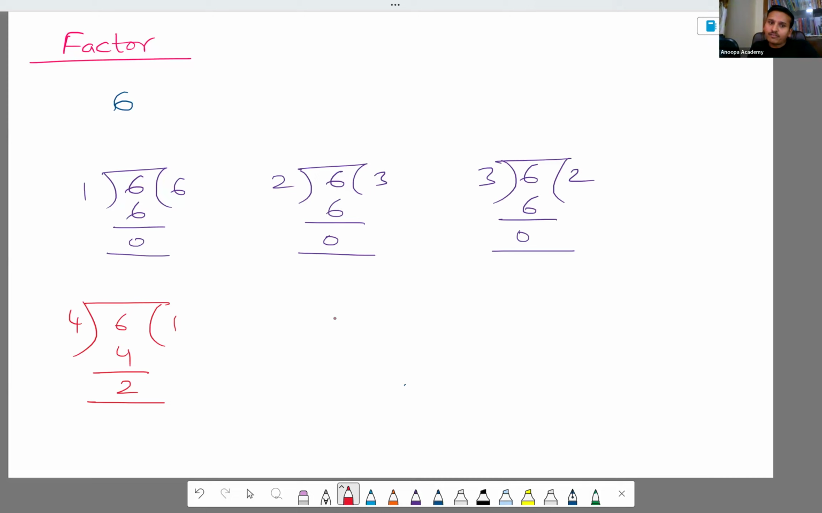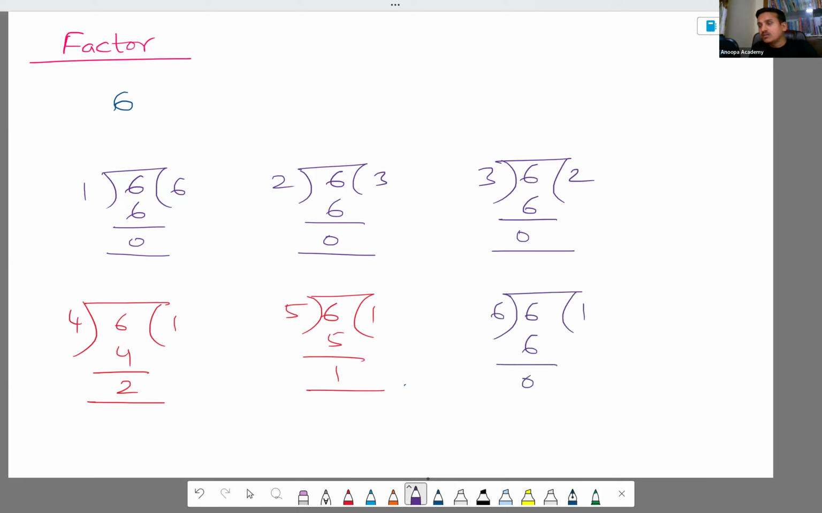What about 5? With 5 also, you cannot divide. 5 ones are 5, remainder is 1. What about 6? We can divide with 6. 6 ones are 6. So if you look carefully, 1 can divide 6 completely. When I say completely, remainder should be 0. 1 can divide 6 completely.